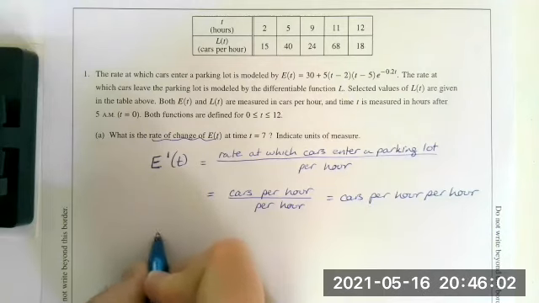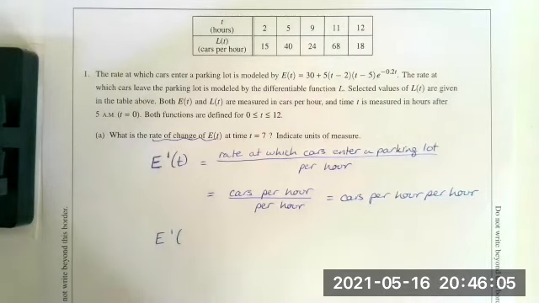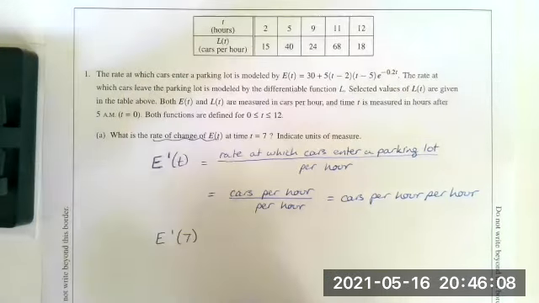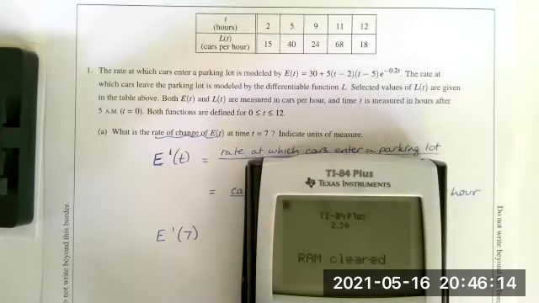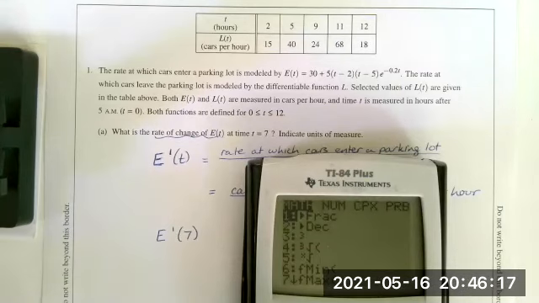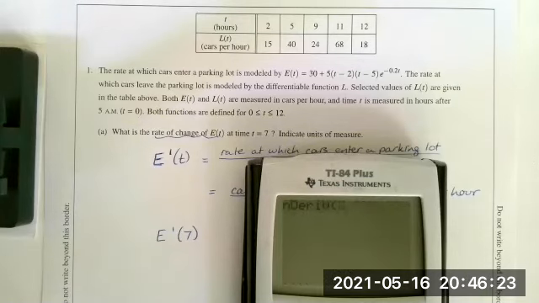E prime of t can actually be done in the calculator, and I'll show you how to do that. We're just going to plug in 7. So let's turn this old guy on. We're going to go to math. So I press the math button. I'm going down to derive. And I have an older version, so I'm going to have to type it in a little slower. But 30 plus 5 parentheses x minus 2 parentheses x minus 5 parentheses e to the negative 0.2 x parentheses.